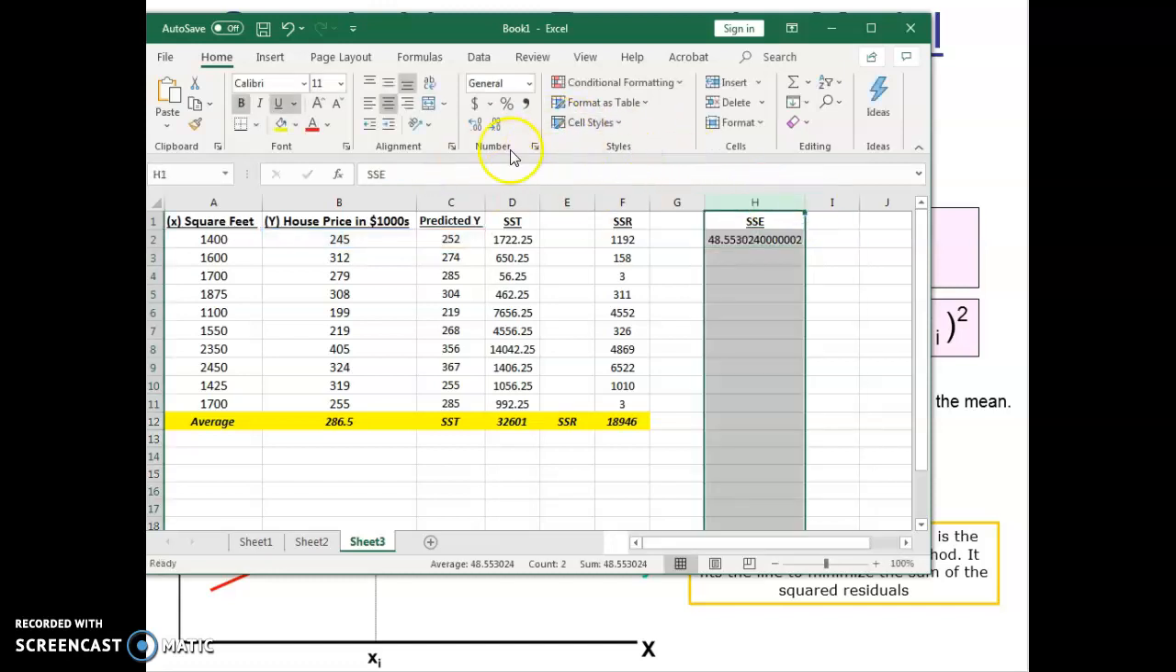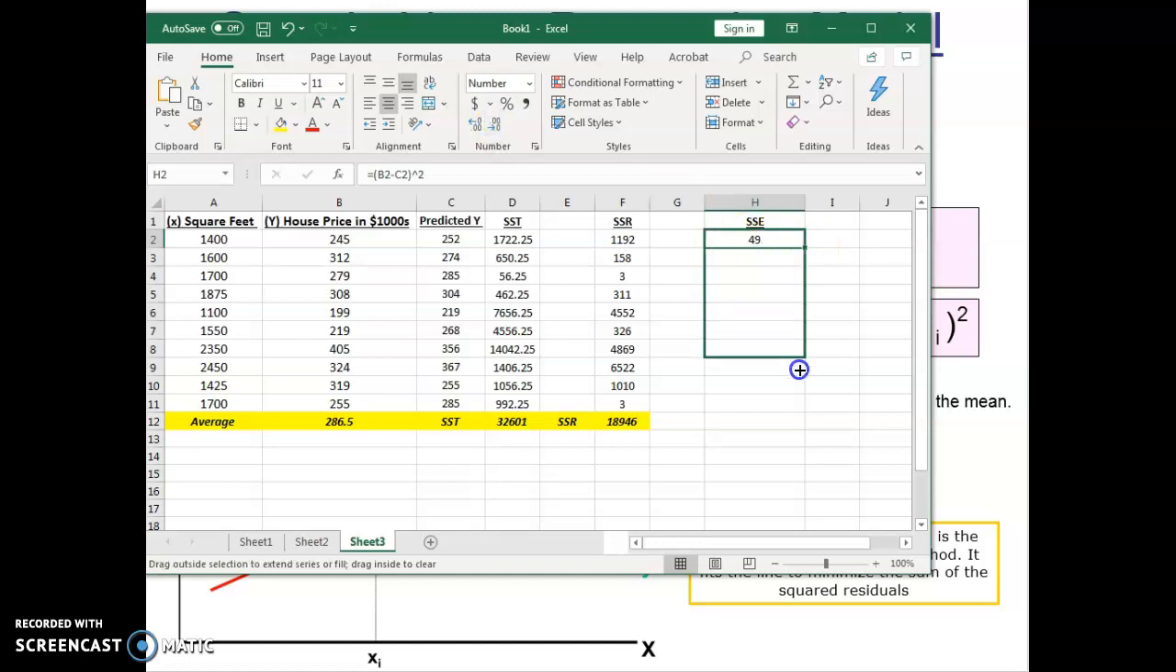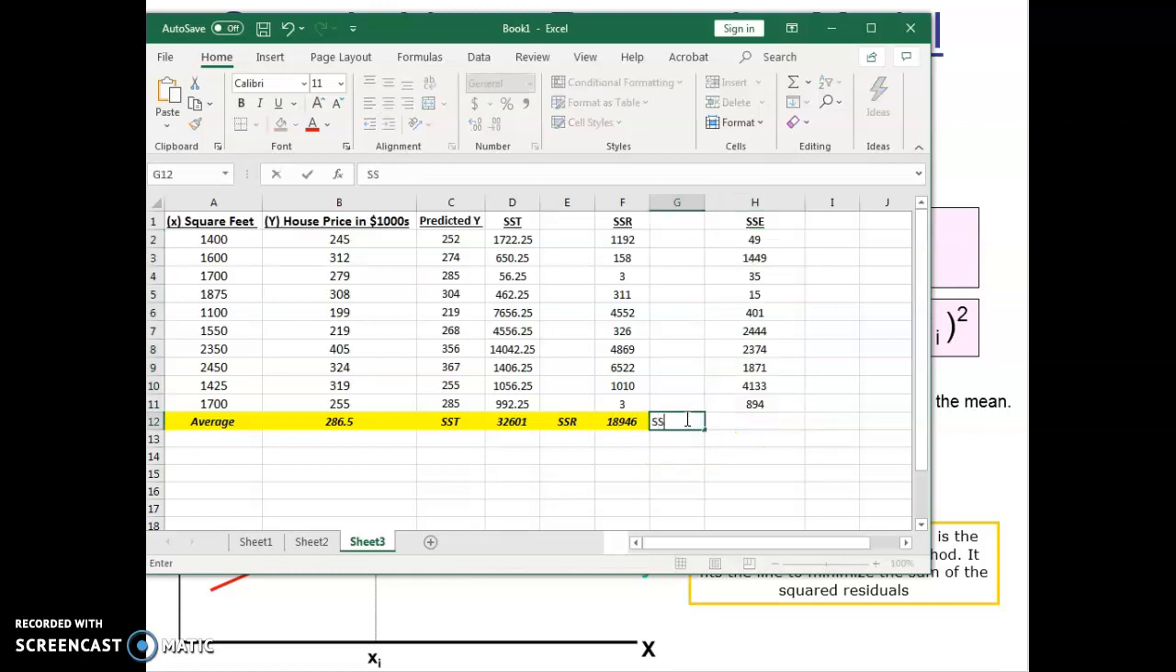That gets some pretty elongated numbers there, so let's round this as well. And then we'll drag that down. And same pattern, sum of squared errors. I'm going to put this sum here, add all these up, and I get 13,666.